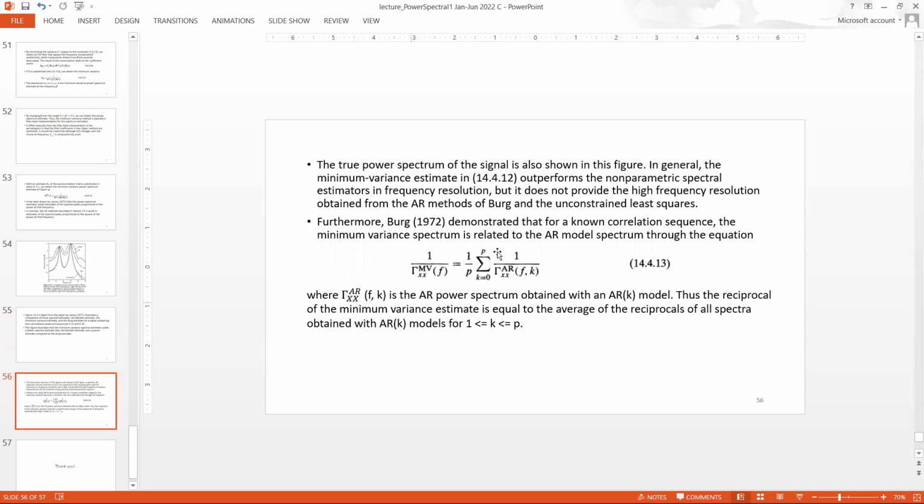optimum power spectrum. So we can write the power spectrum of the AR model through the equation. Furthermore, Park demonstrated that for a known correlation sequence, the minimum variance spectrum is related to the AR model spectrum through the equation. So they are related in an equation.